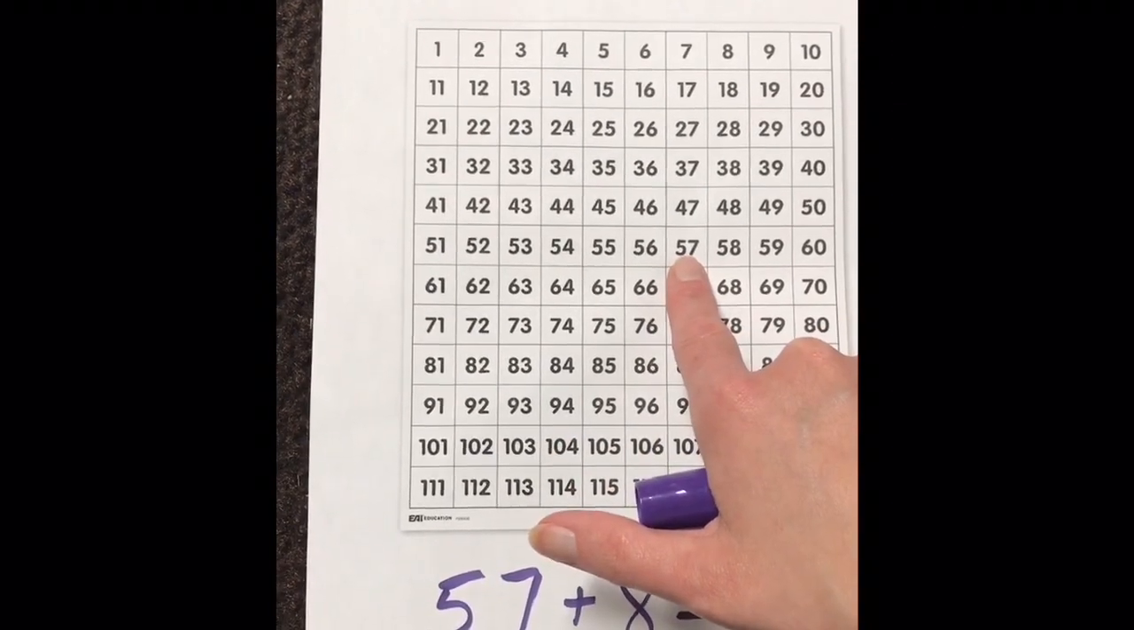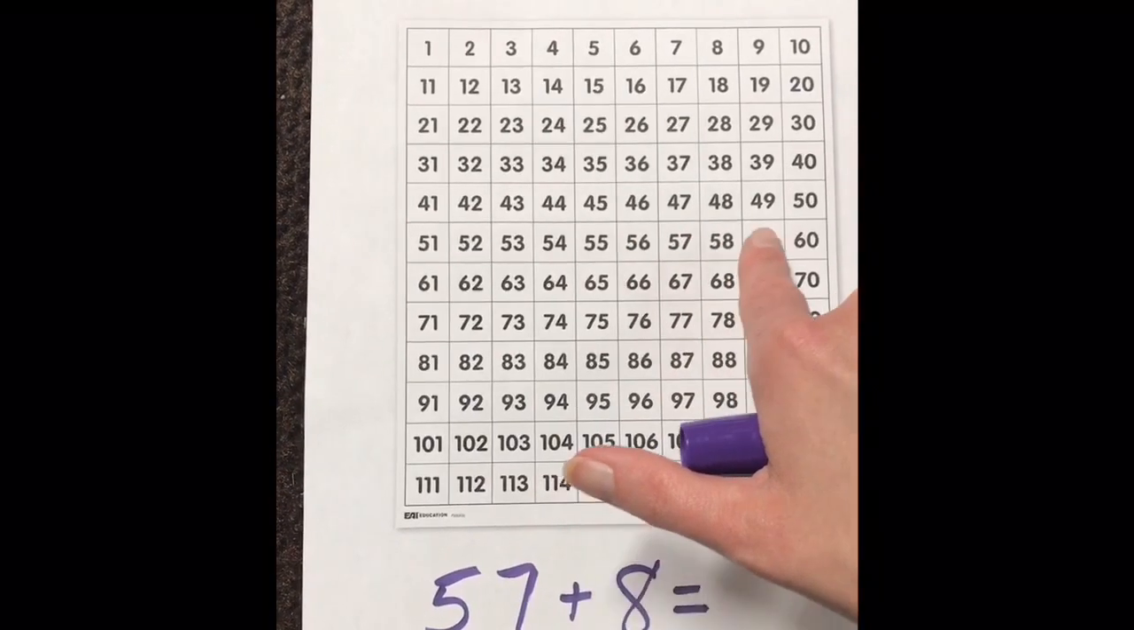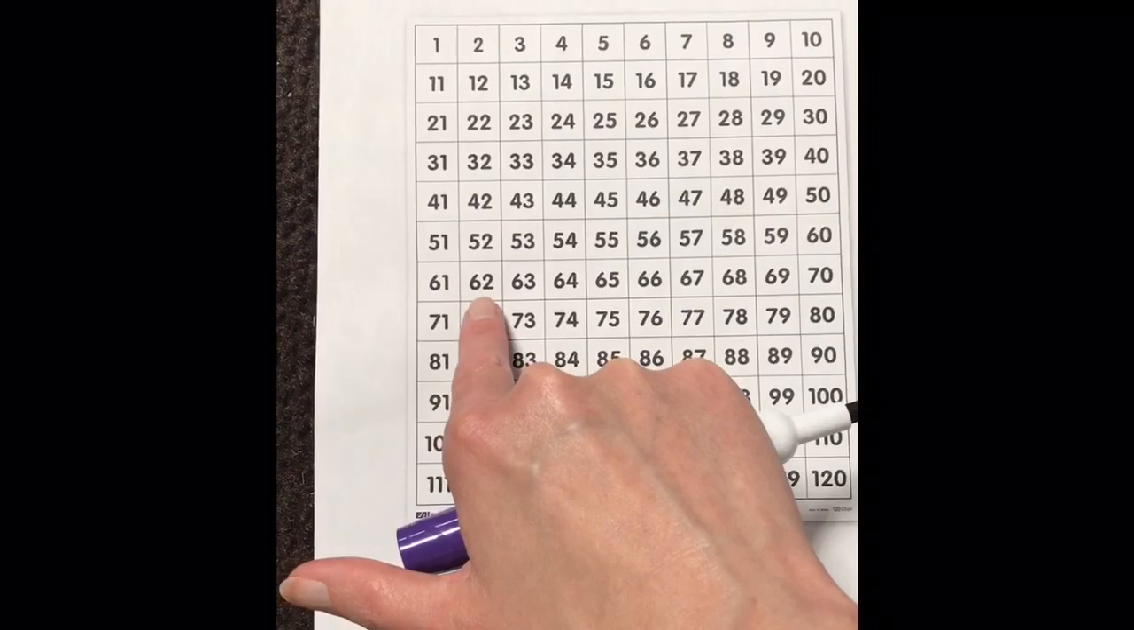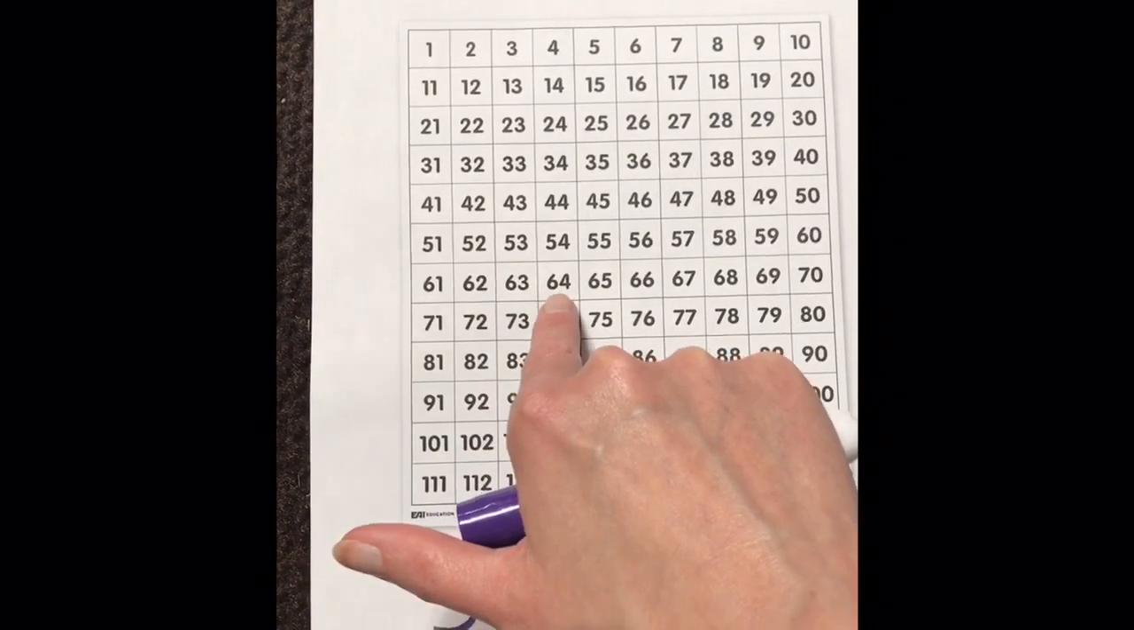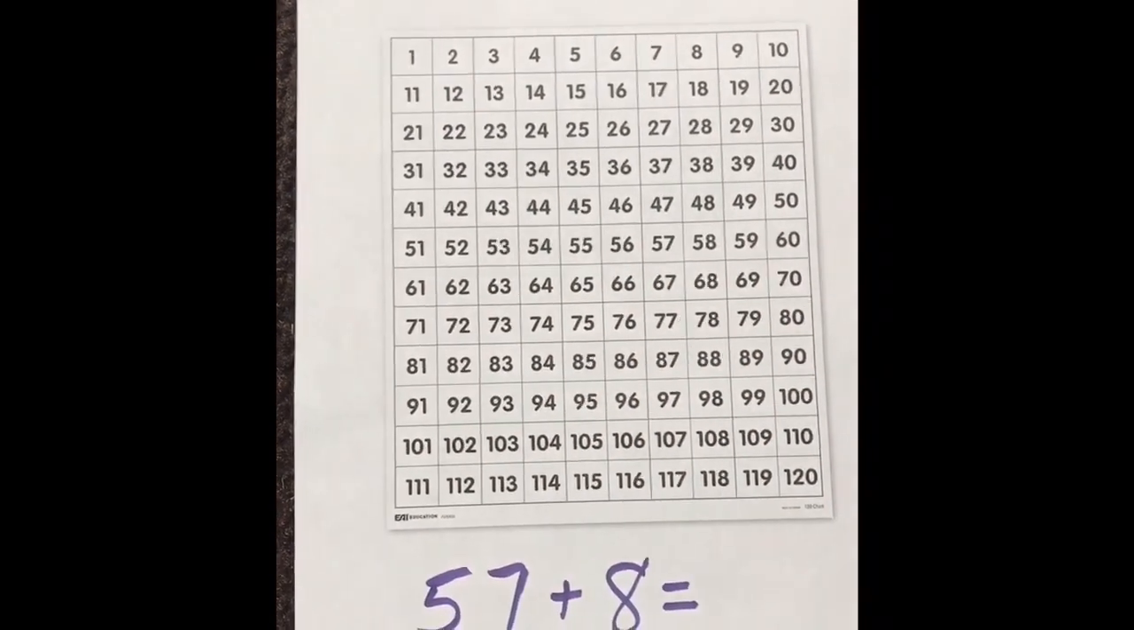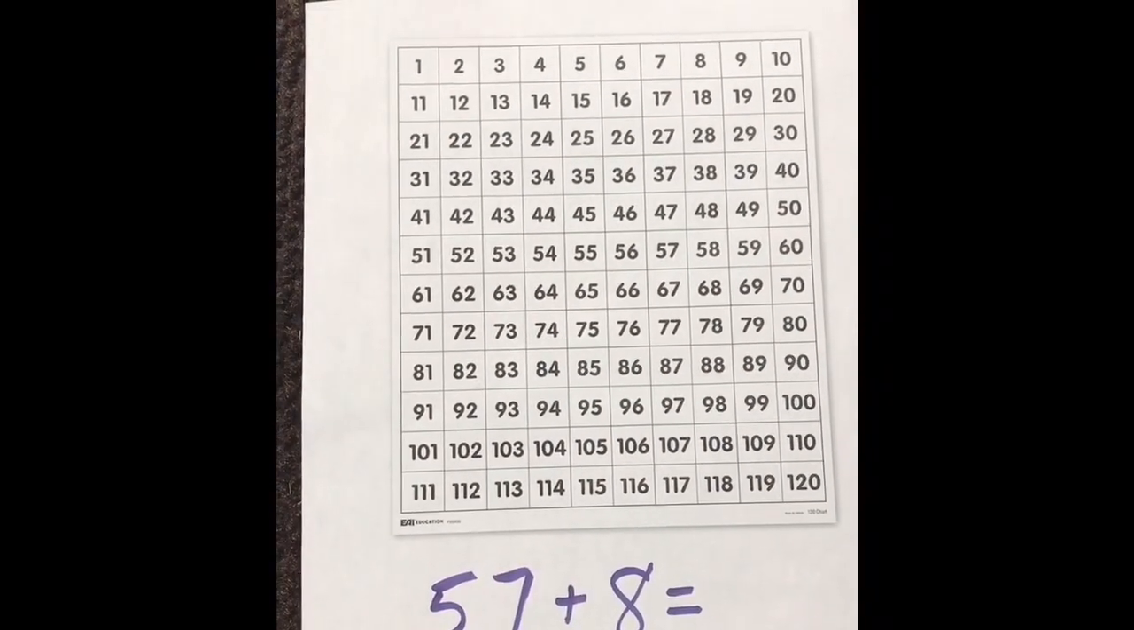Let's move 8 times. 1, 2, 3, 4, 5, 6, 7, 8. I've landed at the number 65, which means that 65 is the sum to the problem.